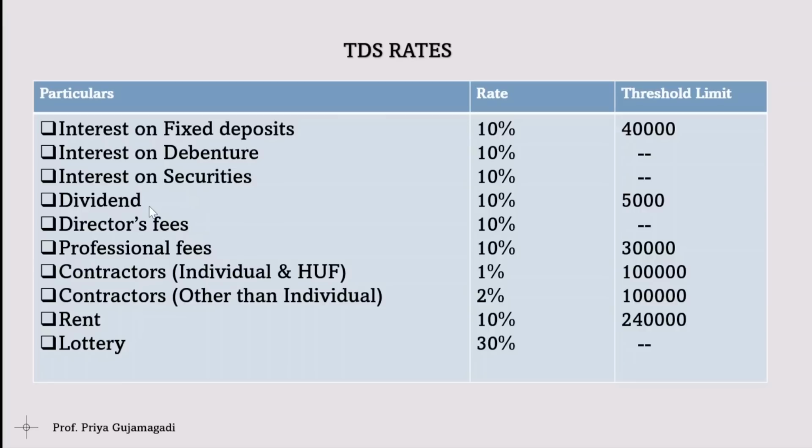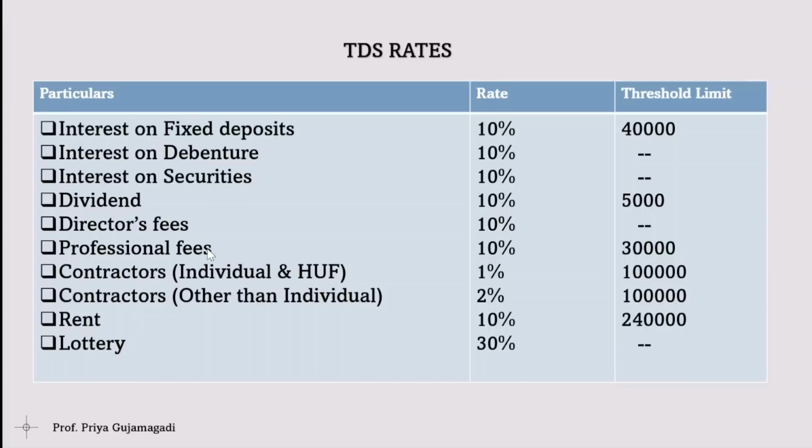Dividend. When you invest in shares of a company out of which you are paid a dividend, on that dividend, 10% TDS is payable. Up to 5,000 there is no TDS deducted. It is the exemption limit. So for dividend, the exemption limit is 5,000. If the dividend received is more than that, then 10% TDS is payable. Director's fees. On director's fees, 10% TDS is deducted and there is no exemption limit.